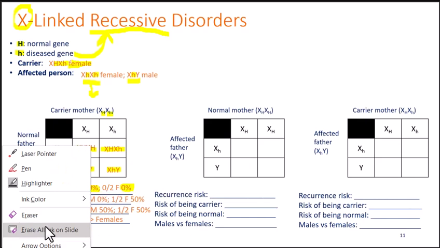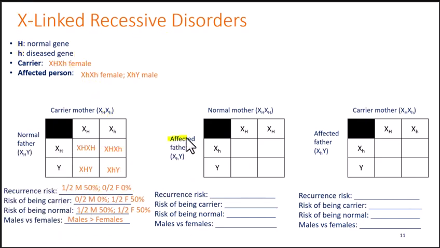All right, now let's look at our next example. We have a father that has the disease, and this is what it would look like. Okay? We have a normal mother with 2 healthy genes represented by capital H. Let's fill out the Punnett square.